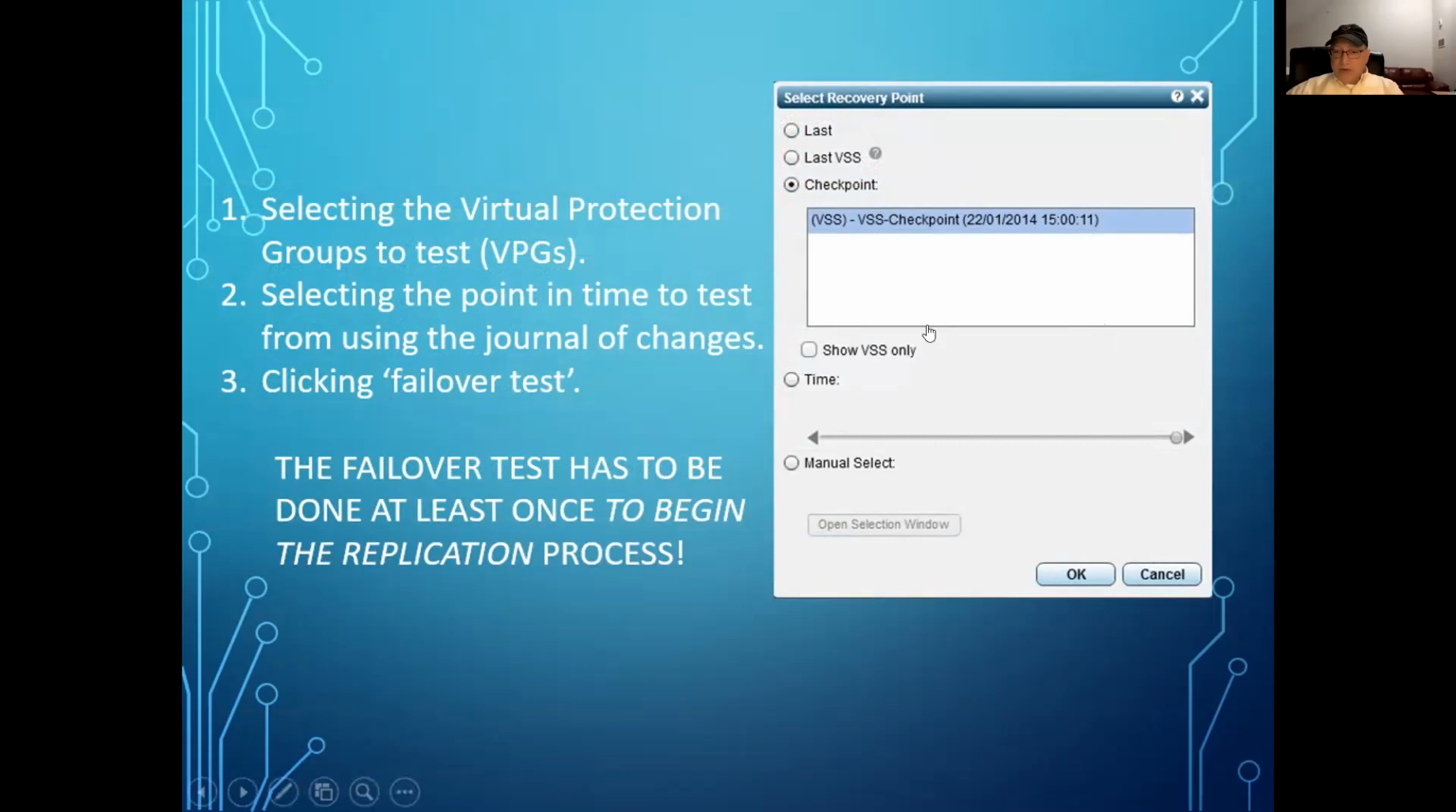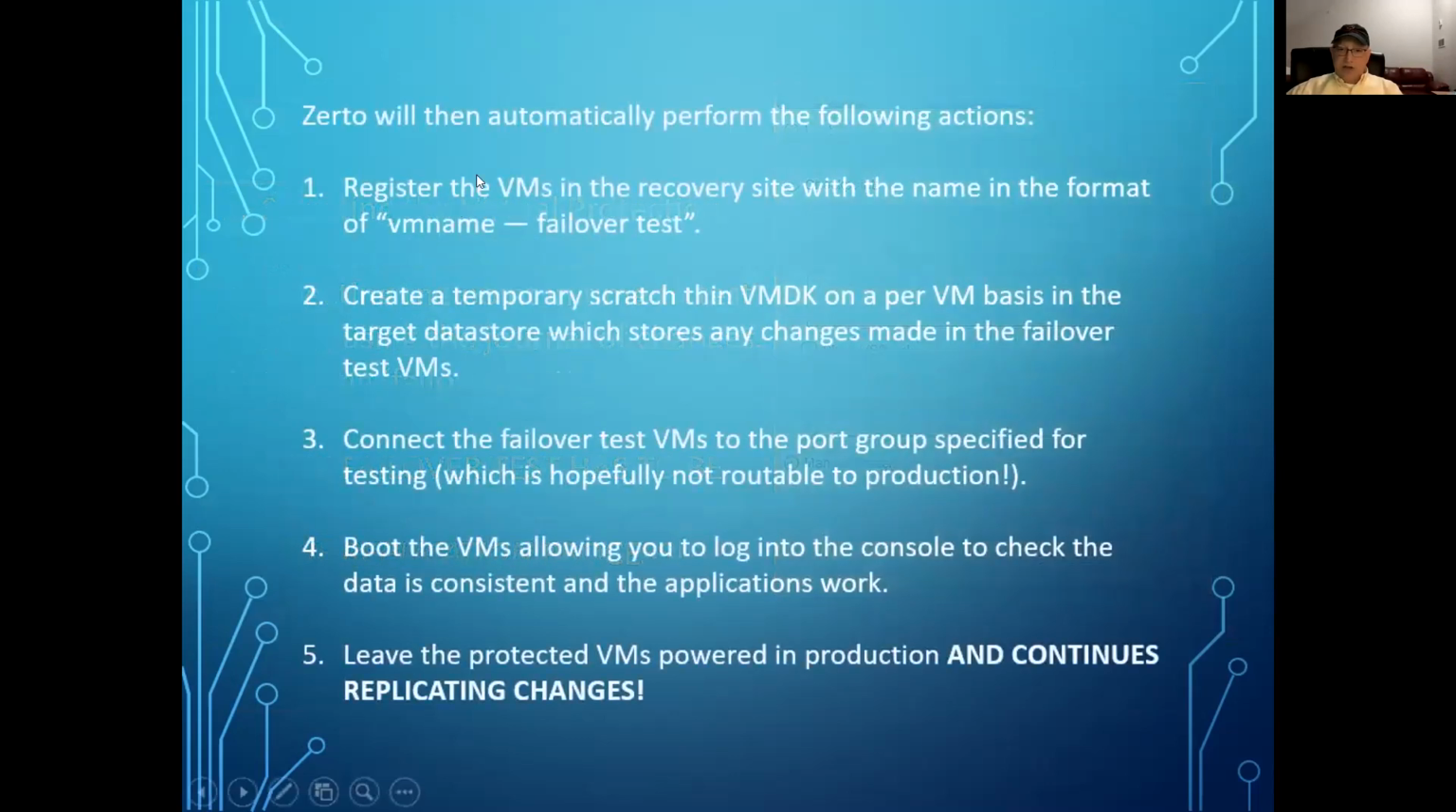And then from a testing standpoint, you click failover test, and you have to do a failover test the first time to start the replication from the primary to the secondary. But once it's done, it's going to go out there, register the VM in the recovery site, make a thin VM, connect to that, and then boot that VM so I can make sure it's up and running, and I can see everything from the primary. And then it leaves the protected VMs powered in production, and it continues replicating the changes.